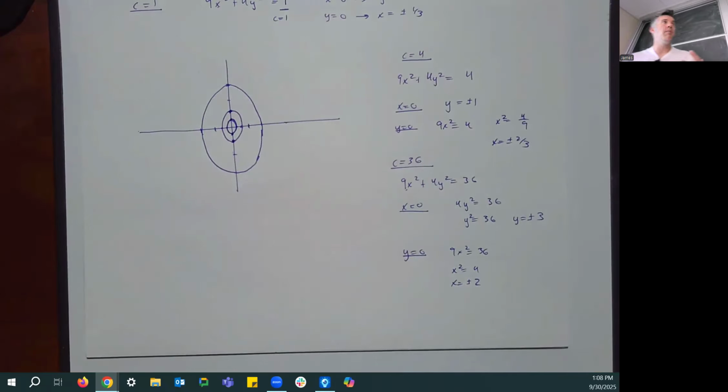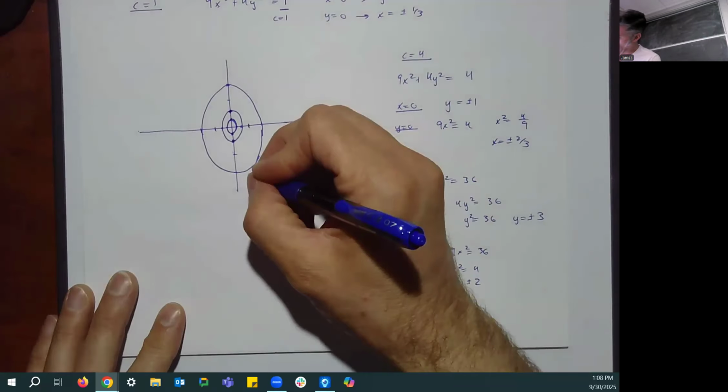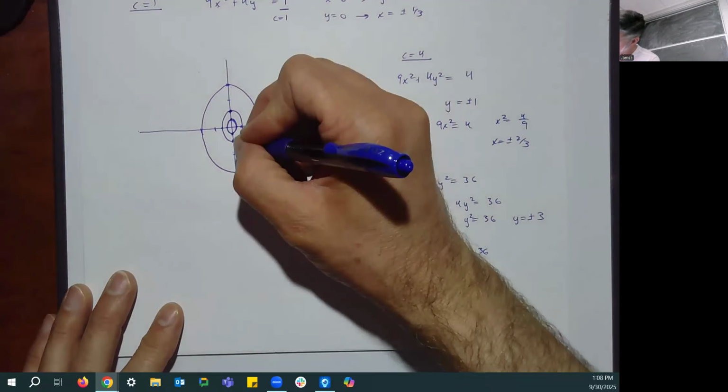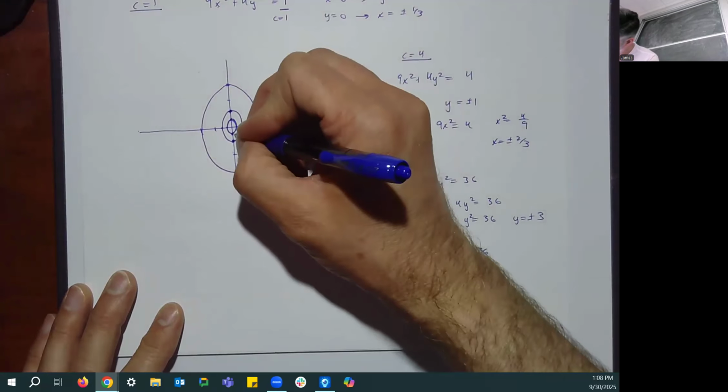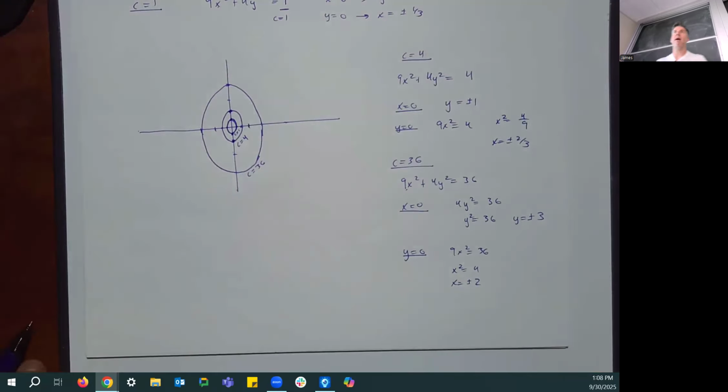So your job when you draw this is to think about how visually, here we're at a height of 36, here we're at a height of 4, here we're at a height of 1. So you can imagine these layers stacked on top of each other: a small oval at a height of 1, a somewhat bigger oval at a height of 4, a much, much bigger oval at a height of 36.